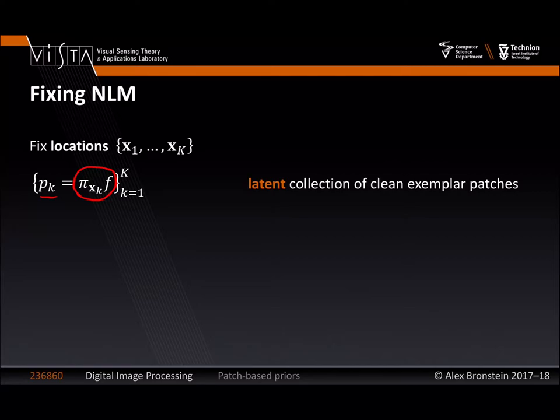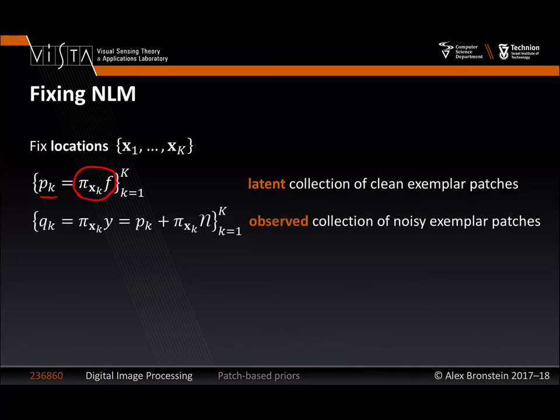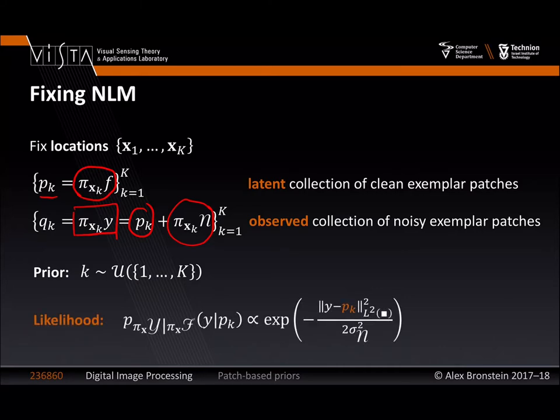So these are my pk's, but I don't have access to them, right? Because that would be taking patches from the clean image. I don't have the clean image. What I do have access to is the set of patches from the same locations that I take from the noisy image. So these are essentially the pk's contaminated by patches of my additive white Gaussian noise. So basically, these are noisy exemplars. My prior is, again, on the index k. I'm assuming that the index is a uniform random variable.